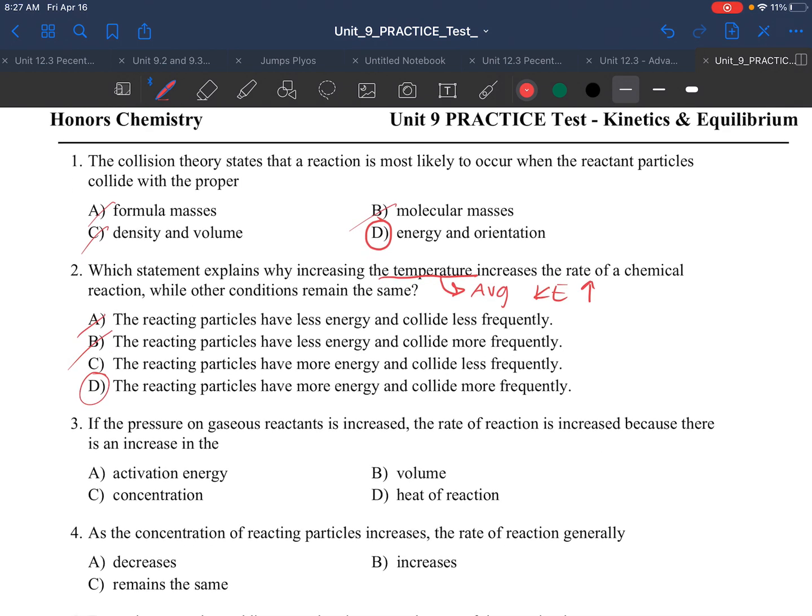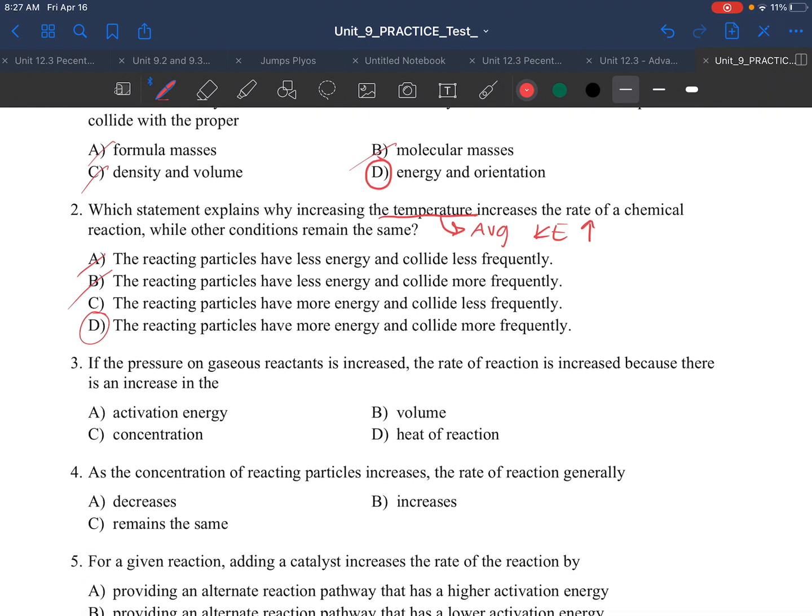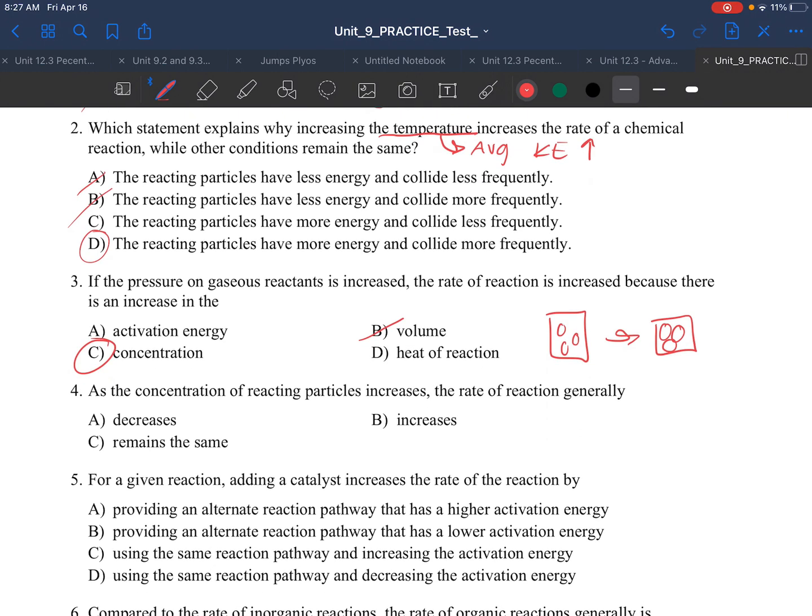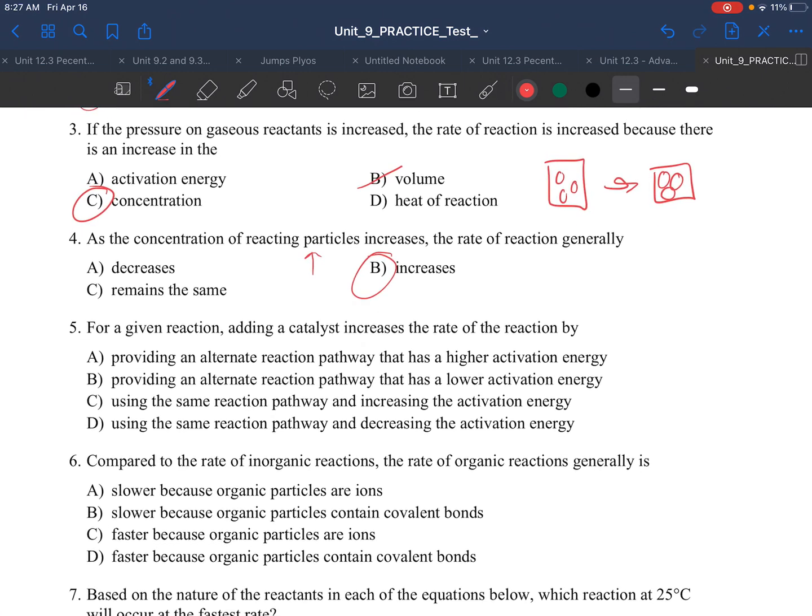3, if we have gaseous reactants and we increase the pressure, we need to think about how increasing pressure would be as if we decrease volume. So we're not going to worry about volume. If we have a box with a few molecules, increasing pressure would be as if we put them in a smaller box. So it's as if we increased the concentration, C. We should know as we increase the concentration, our rate increases. That is the definition, B, because it's more likely that there will be more collisions.